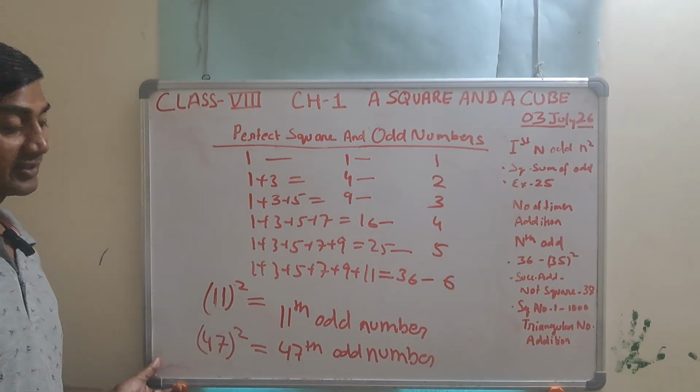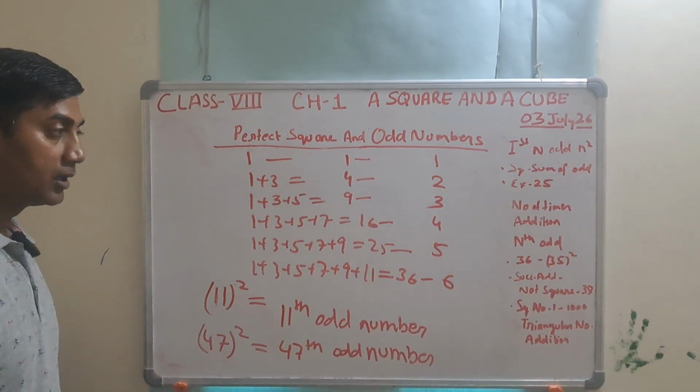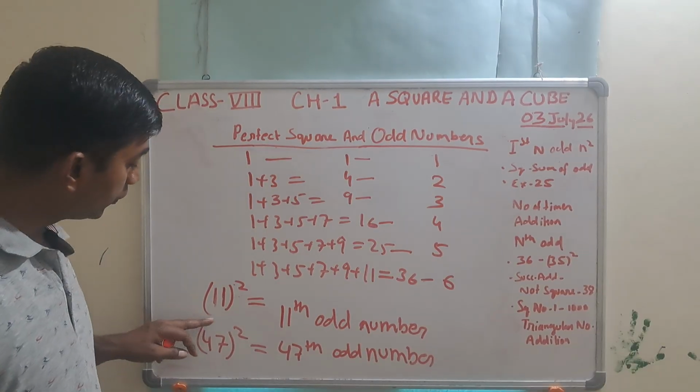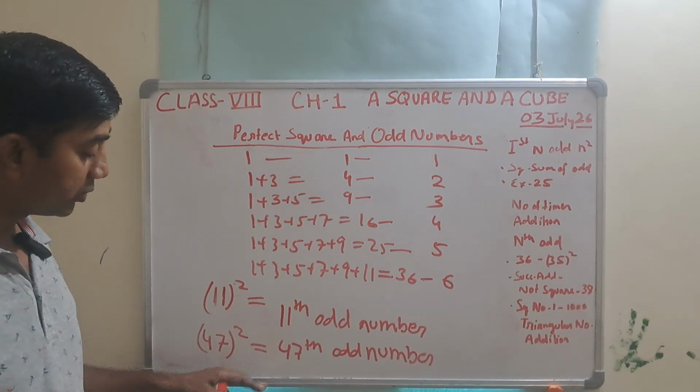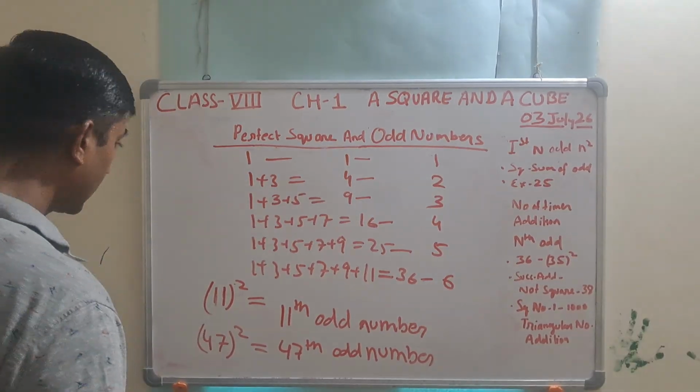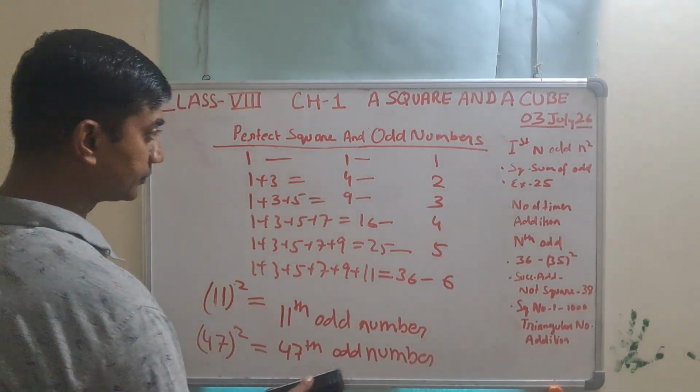This is our next conclusion. Okay. Now the question arises, how will you find out the 11th odd number? How will you find out the 47th odd number? We have a formula for this.